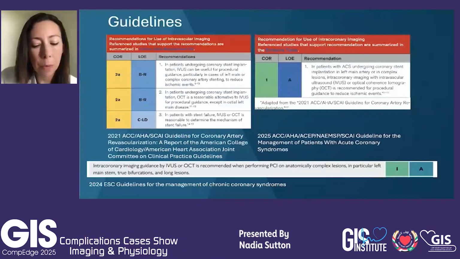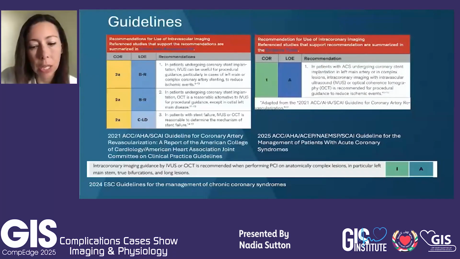And in this more recent guideline from 2021, we had a 2A recommendation that IVUS could be potentially useful for cases of left main or complex coronary artery disease to reduce the risk of ischemic events, with OCT being a reasonable alternative to IVUS with a 2A recommendation, and that with stent failure, that would be reasonable also to determine the mechanism of stent failure. So many of us, I think, were a little disappointed that this only got a 2A recommendation and not a stronger recommendation.